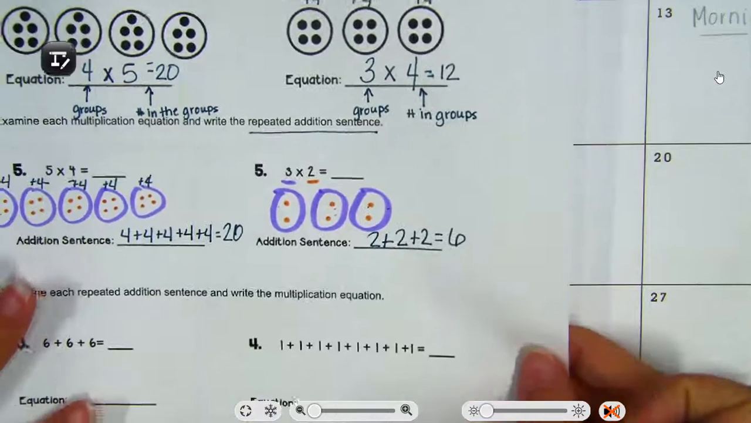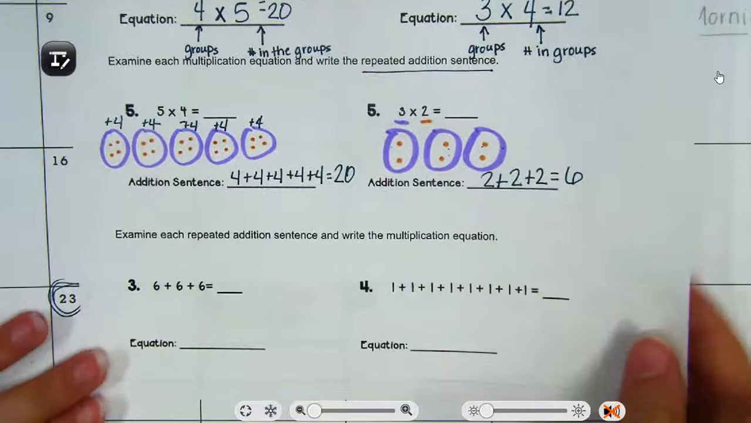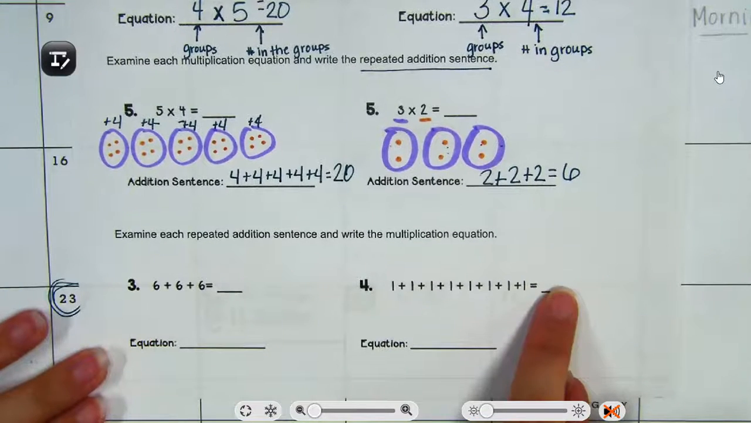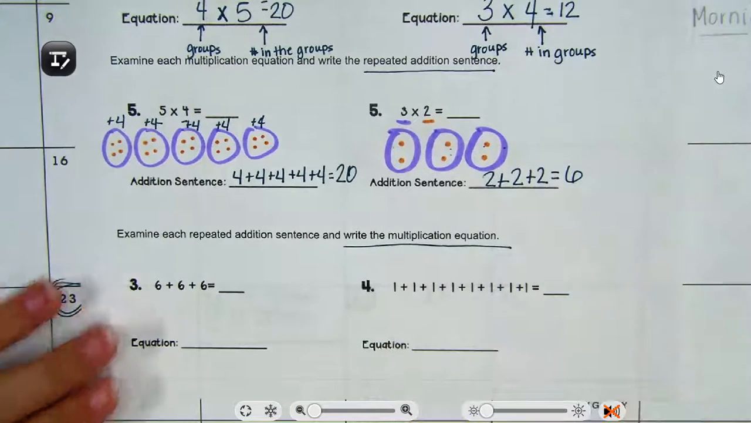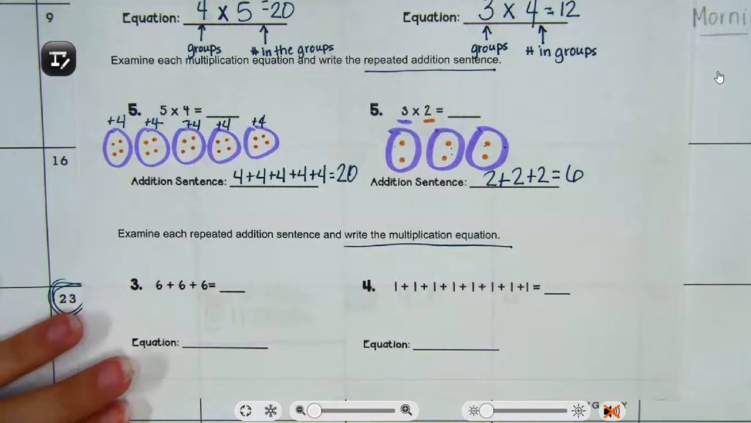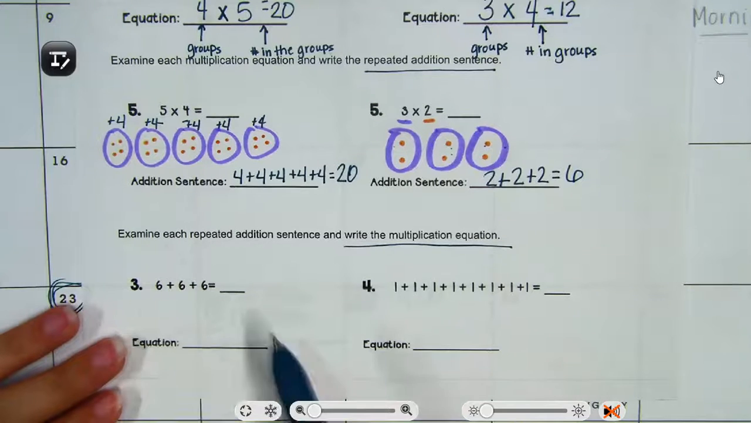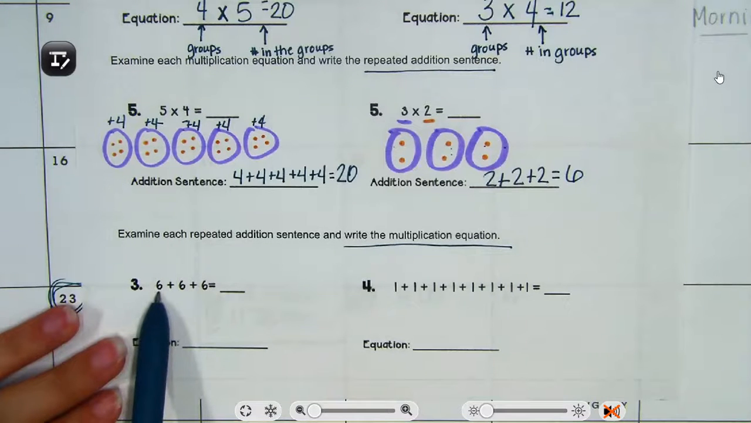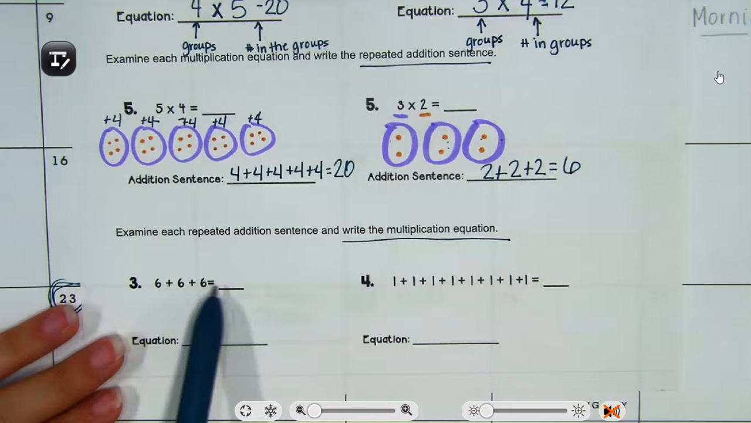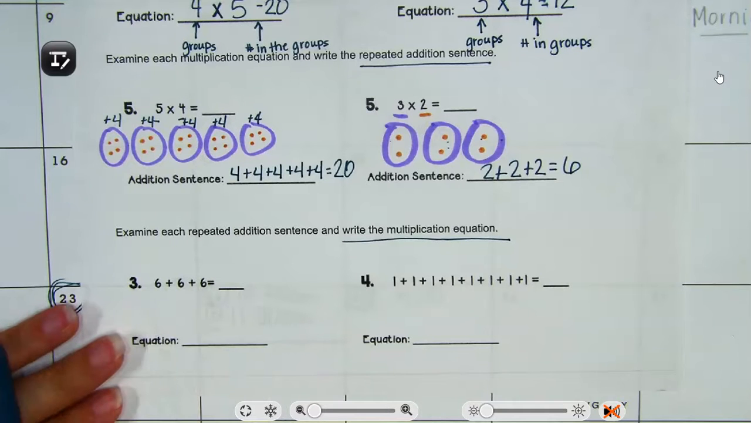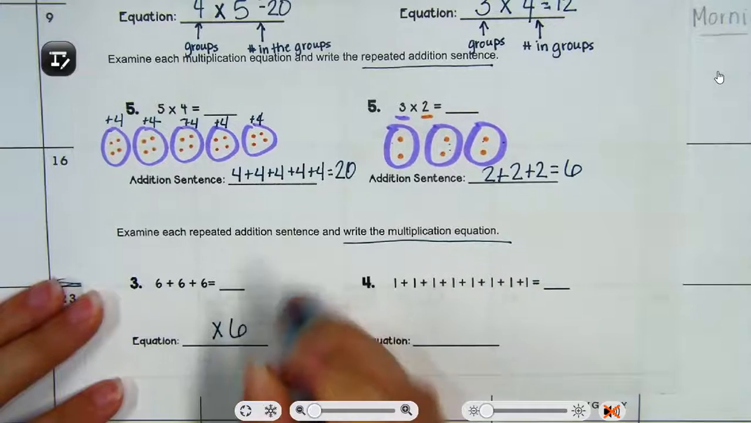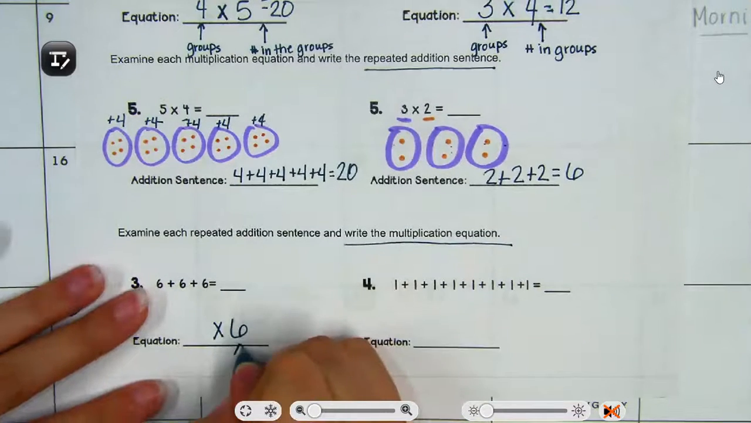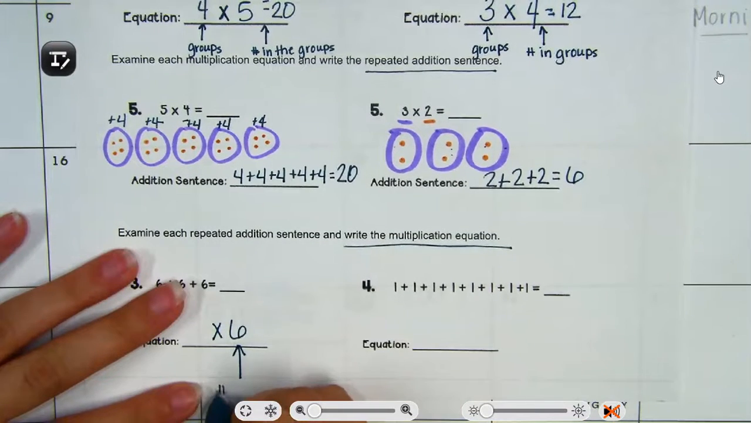Okay. So now what we're going to do is they give us the repeated addition, and I want to write the multiplication equation. Okay. So guys, this is what you're doing. So here, this is telling us what is inside my groups. Okay. So I know that I have 6 inside my group. Okay. So the 6 is going to go on the right side because this is the number in the group.